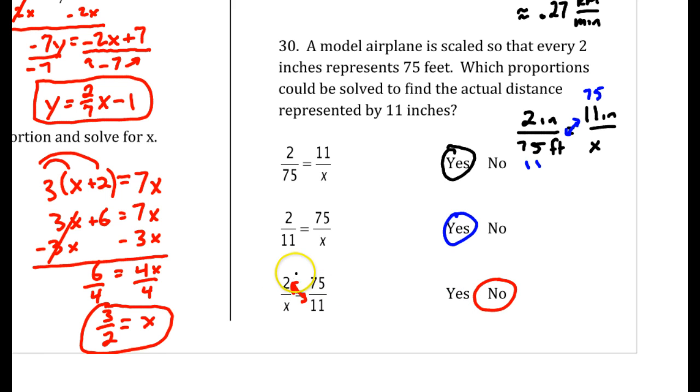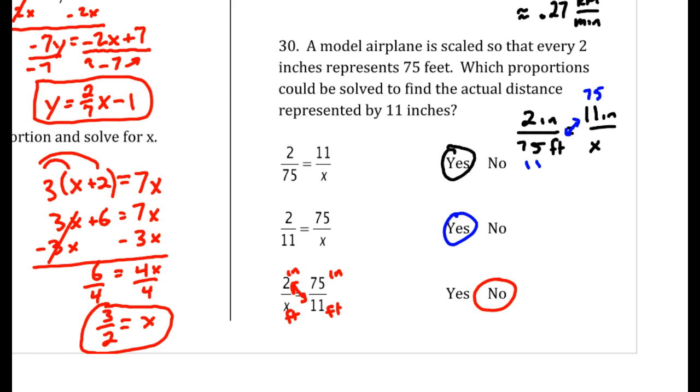Another way of looking at it is to see if it makes sense. So there's 2 inches over how many feet? Is that proportional to 75 inches to 11 feet? And yeah, that doesn't really line up because we know that feet should be with 75, not 11. So yeah, the units do not work.